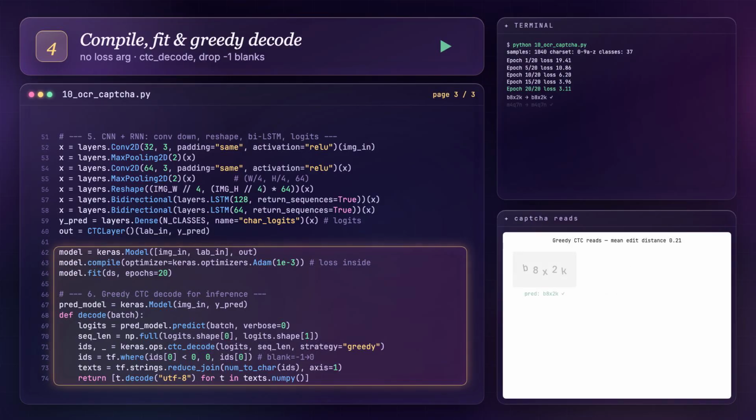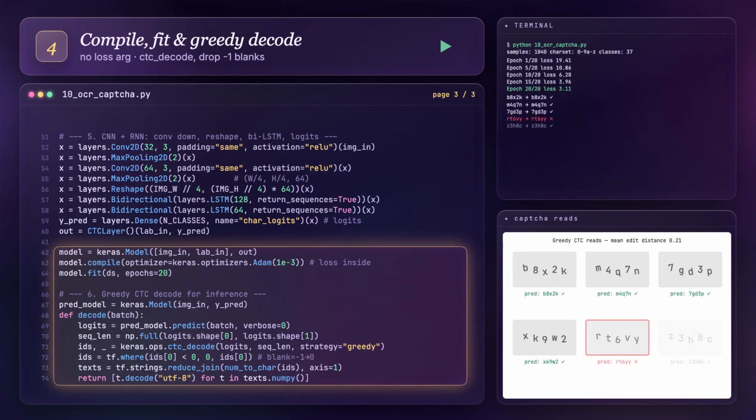Inference. We build a prediction-only model that stops at the logits layer, run a batch through it, and call keras.ops.ctc_decode in greedy mode with mask index zero. That does the collapse and drop blanks we talked about, and it hands back sequences where blank and padding show up as -1. We clamp those to 0, map the integers back to characters, and we've got strings.